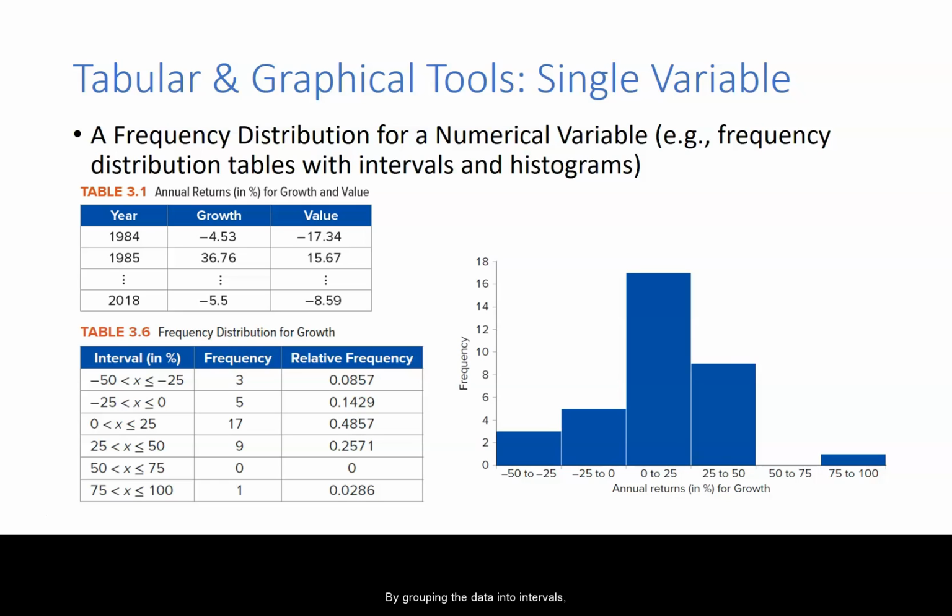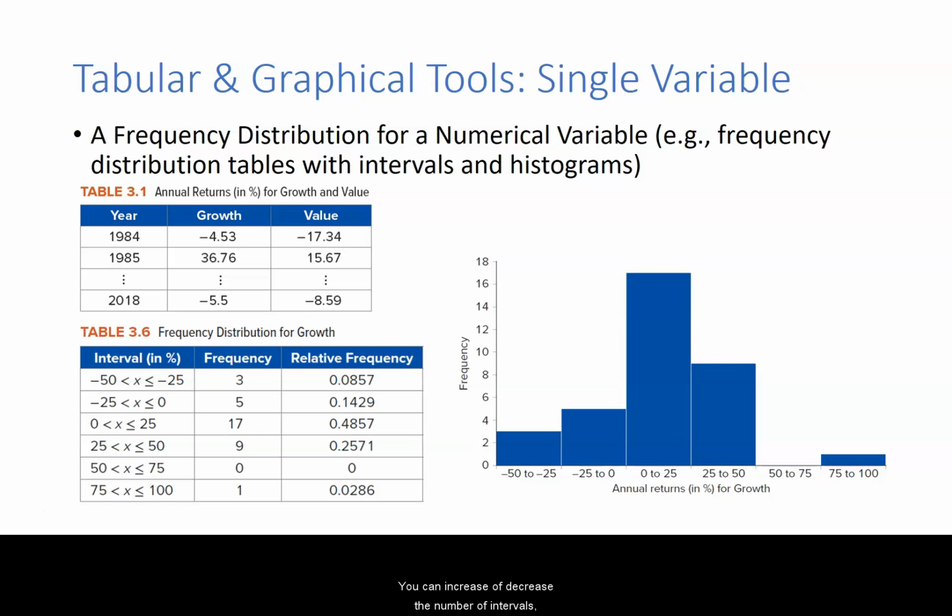However, by grouping the data into intervals, we can convert the data into a frequency distribution table as the one in Table 3.6. The frequency distribution table draws our attention to some key points in the data effectively. For example, we can learn that the most common historical returns for the growth mutual fund is between 0 and 25%, followed by 25 to 50%, suggesting that a higher likelihood of positive returns on the mutual fund.